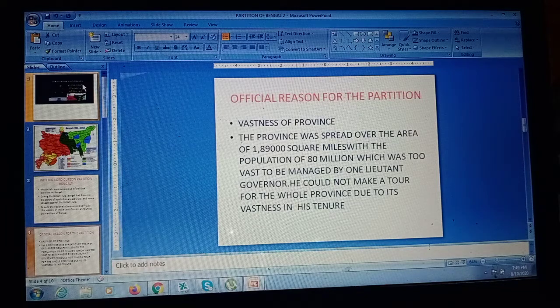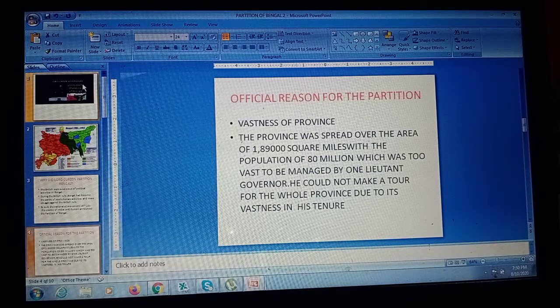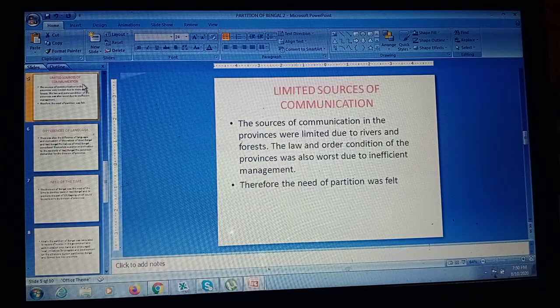He could not make a tour of the whole province due to its vastness in his tenure. So at this time, as Viceroy of India, he could not complete the tour of the whole of the province, and therefore he said he had to partition Bengal. So it is the vastness of the province, 1,89,000 square miles, and therefore he cannot make a tour. That was the first official reason given by Lord Curzon.